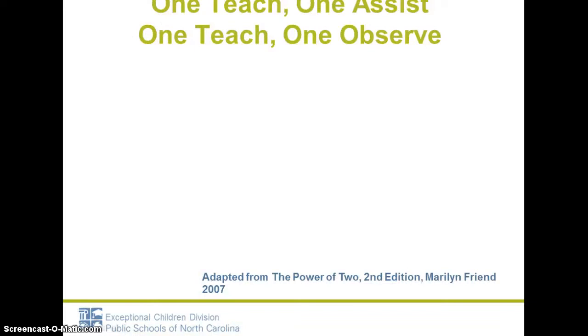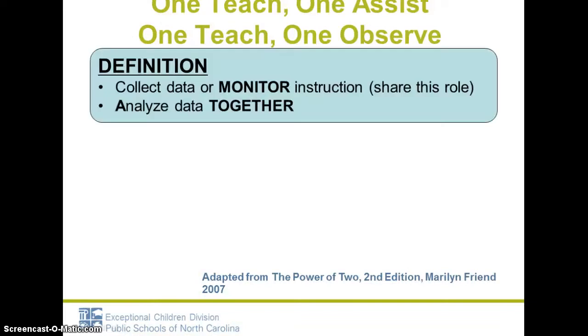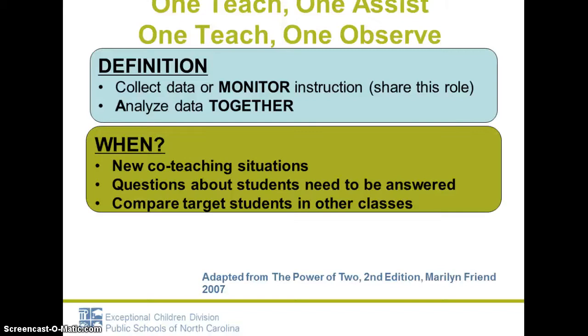So for One Teach, One Assist or One Teach, One Observe, that's when you want to collect data or monitor instruction, and teachers would share this role. Sometimes it might be the EC teacher who is assisting or observing, and sometimes it might be the Gen Ed teacher who is assisting or observing. But either way, you're going to have a purpose for that and analyze the data together.